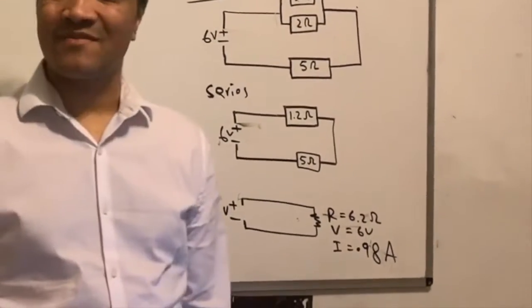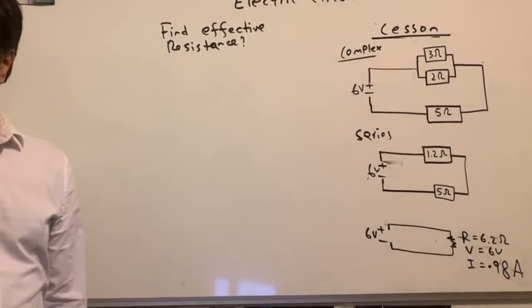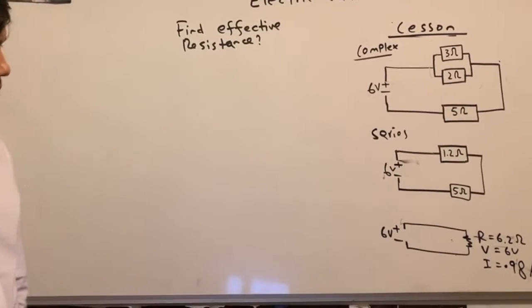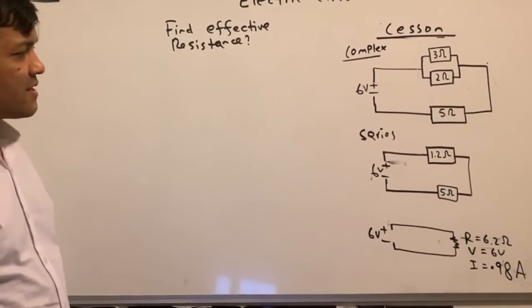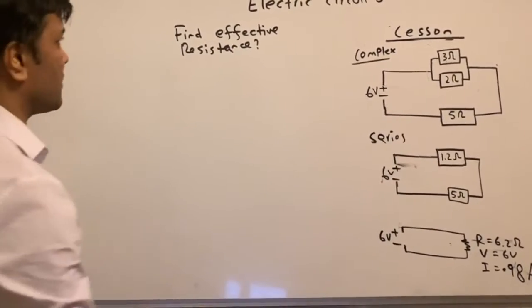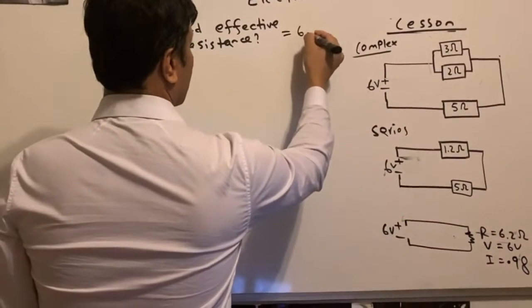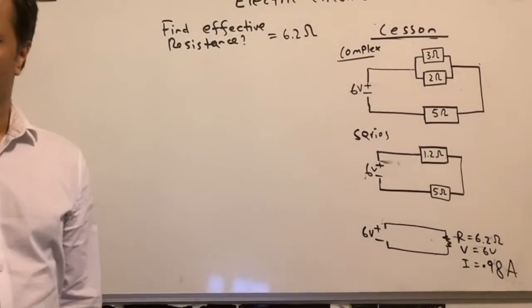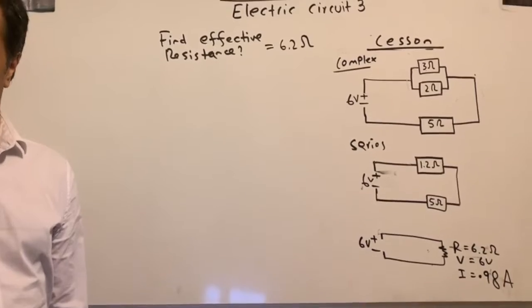The question is: what is the effective resistance, by the way? Is it 6.2 ohms, or is it 5 ohms, or is it 1.2 ohms? I think it's 6.2 ohms. Okay. Now here is the big thing. We're going to find the voltage drops.